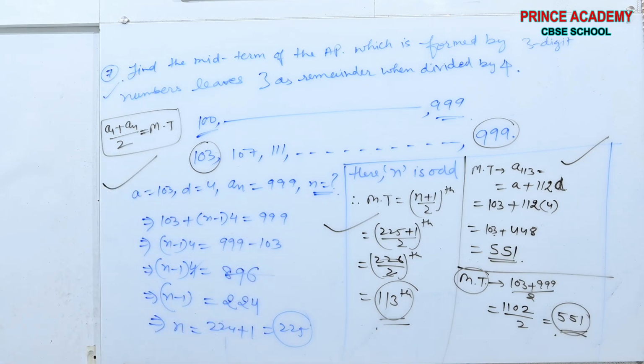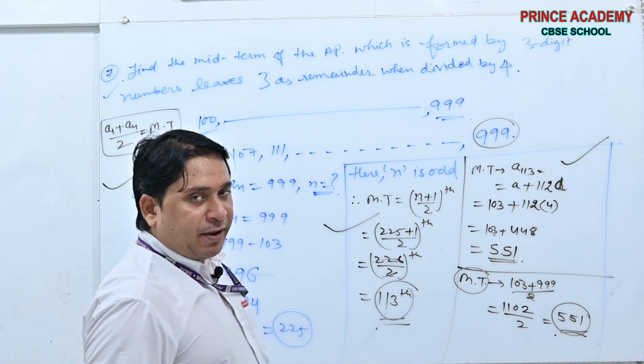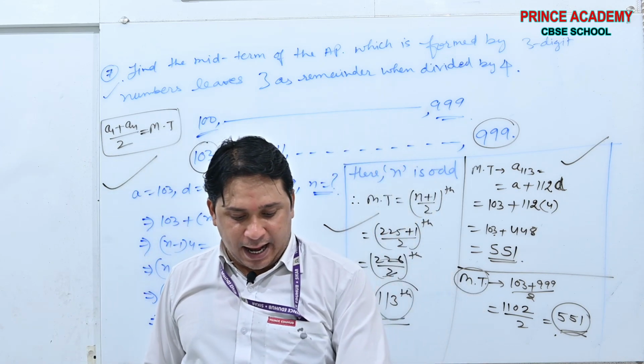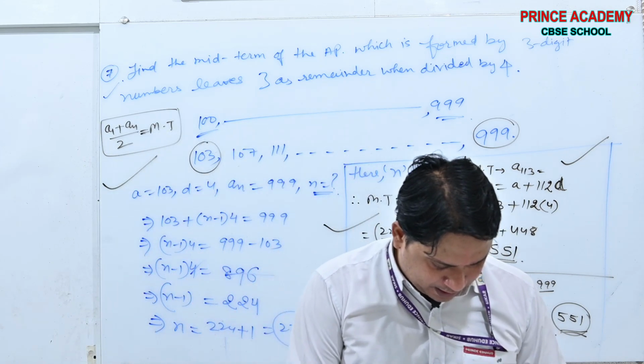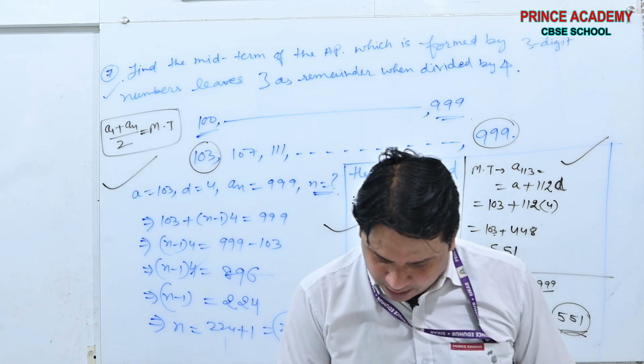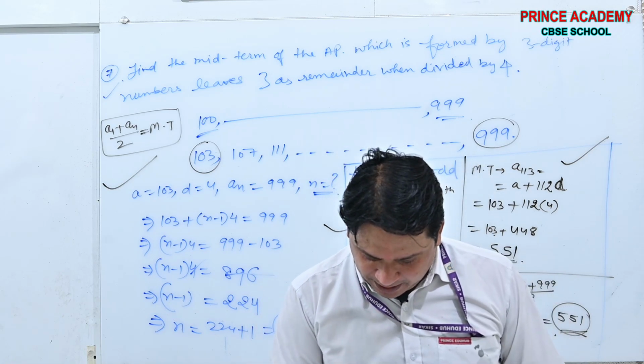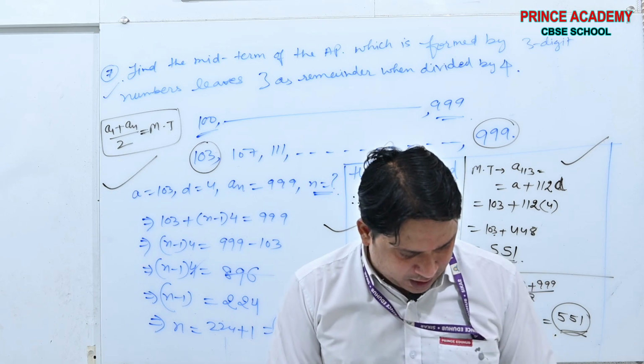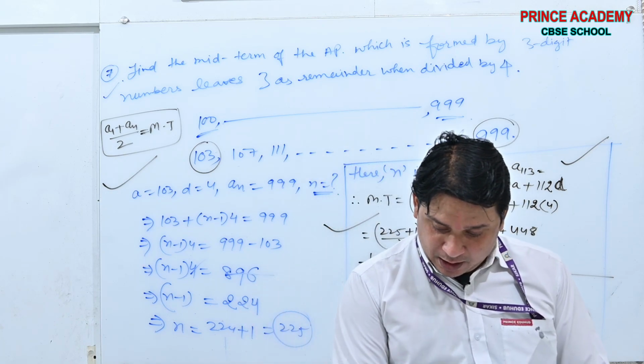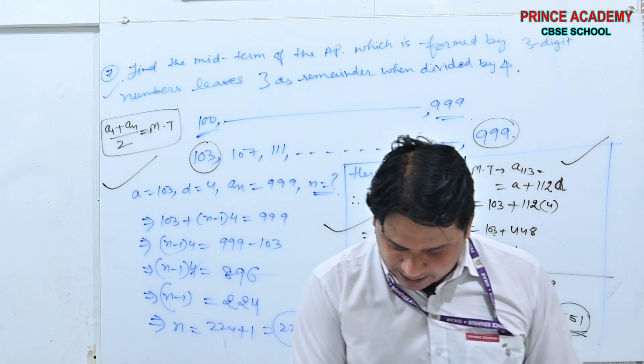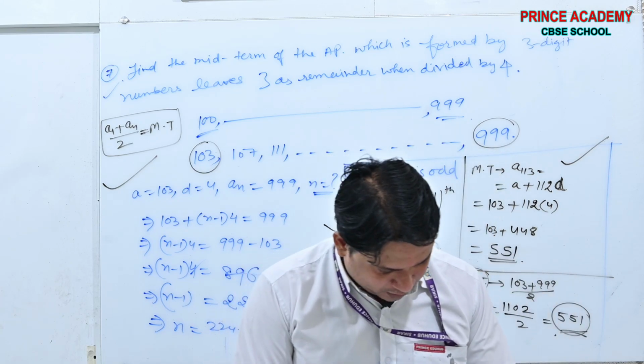Take the screenshot. The middle term will depend on n, when the middle term depends on n. Done beta ji. Now the next question I am taking is the thief-based question. Yes, this question was also asked by CBSE 2-3 times.